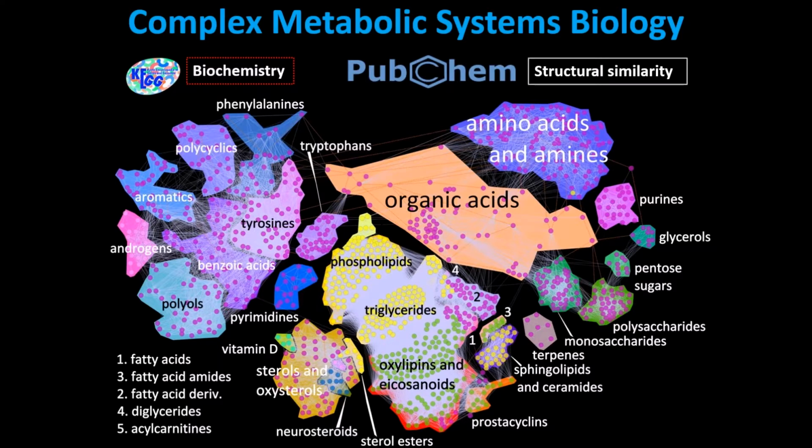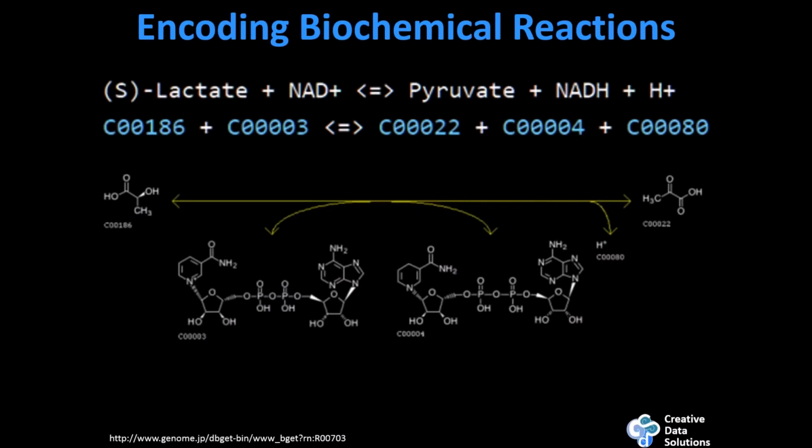So how is this done? I'm going to spend a little moment to give you an idea of the data structures that we're using to build up these networks. Here's an example. Let's encode this biochemical reaction. Here we have a reaction from KEGG. This is the conversion of lactate to pyruvate.